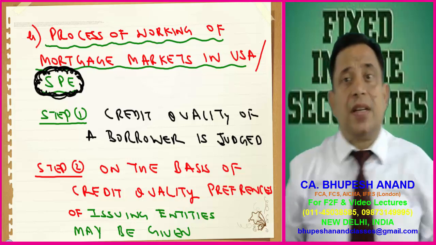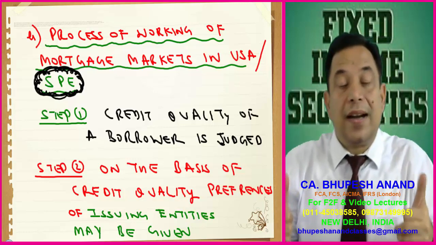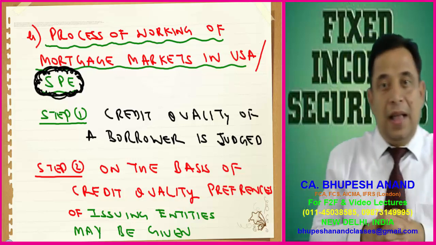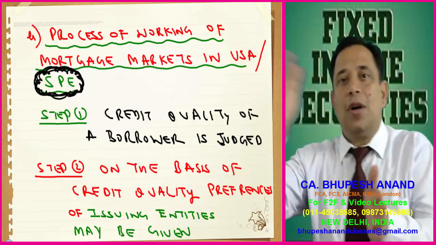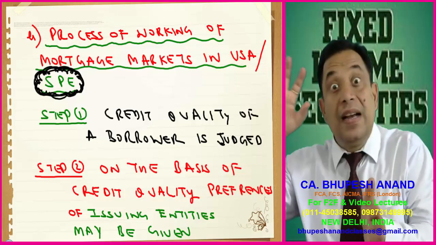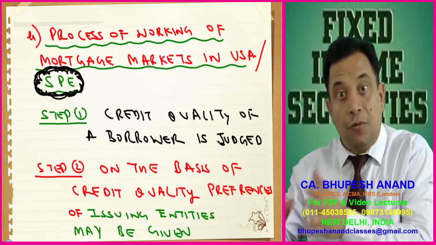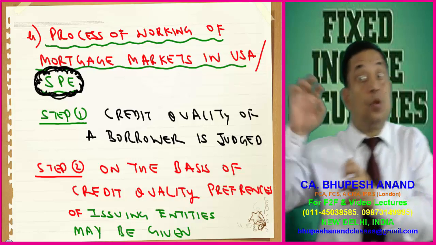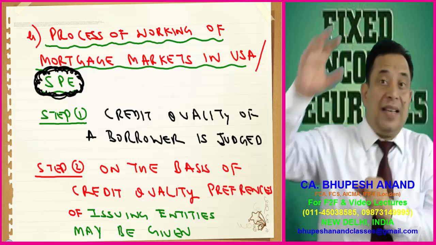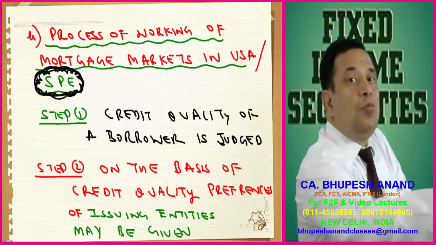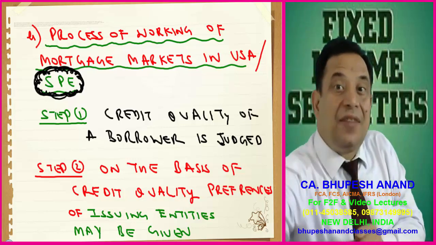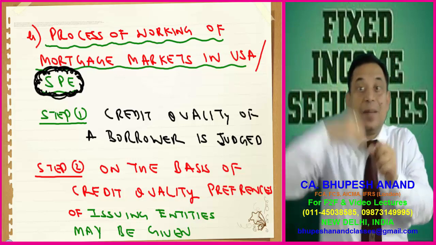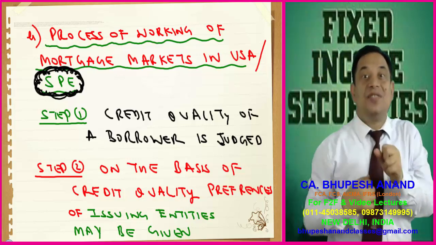So the first point is they will find out the credit quality of that borrower. Once the credit quality is good, then they will borrow from the agency. There are three big agencies in the USA. I will be showing you with the help of Google which agencies are there. Now, the agency will lend the money to these borrowers. This will be treated as a loan, an asset for this agency, and it will appear on the asset side of the agency's balance sheet.